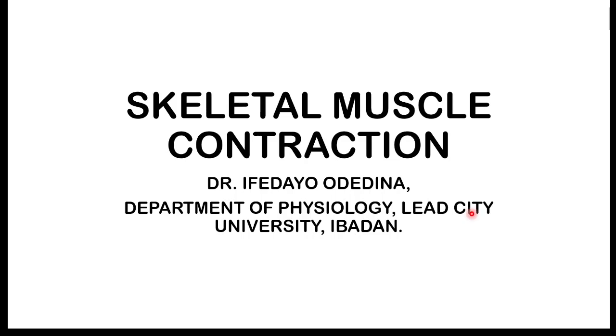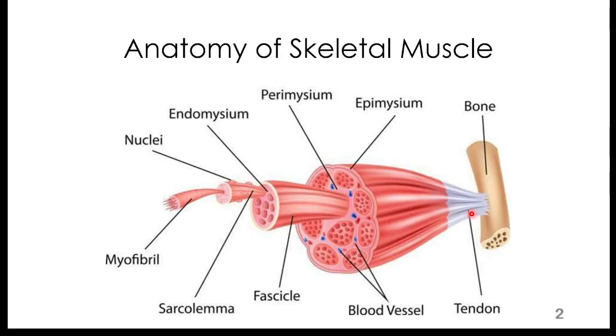Hi there. Today we'll be talking about skeletal muscle contraction, and we'll be taking a quick look at the anatomy of the skeletal muscle. Skeletal muscle is simply a muscle that is attached to the skeleton, and it's attached to the skeleton by means of the tendon.